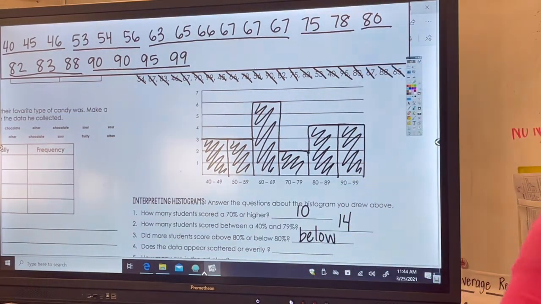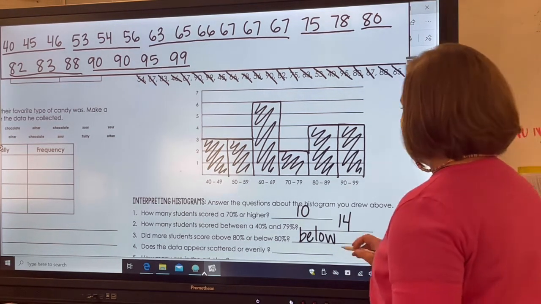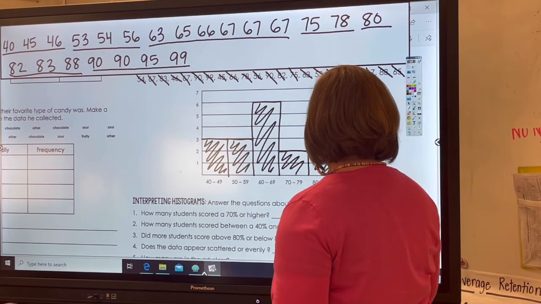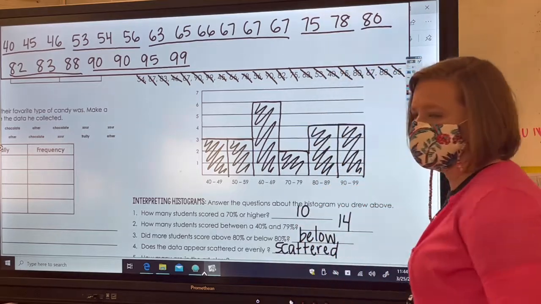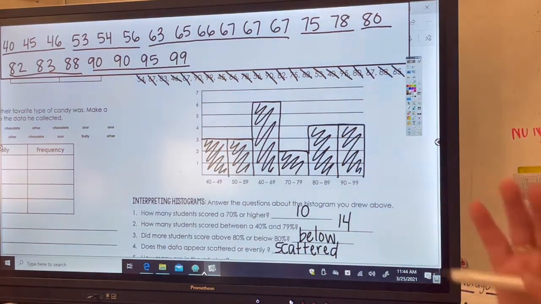Is our data even or scattered? Scattered. It is not even. If it were even, we're going to talk about that on Monday, but it would be like a bill.